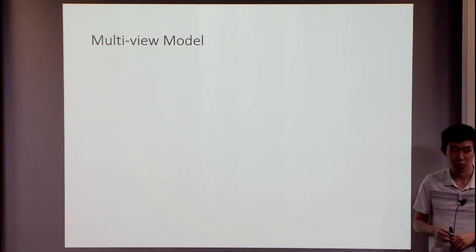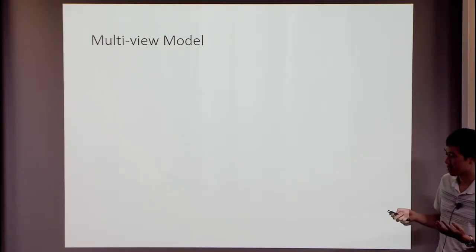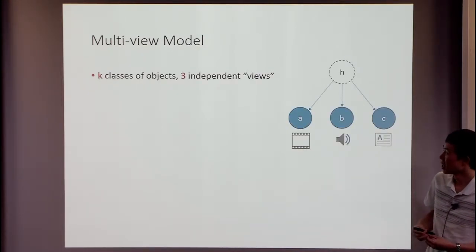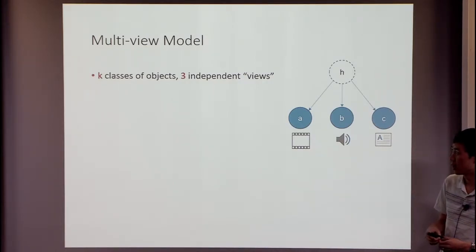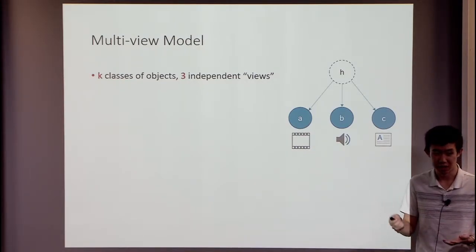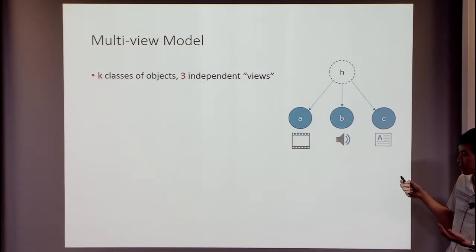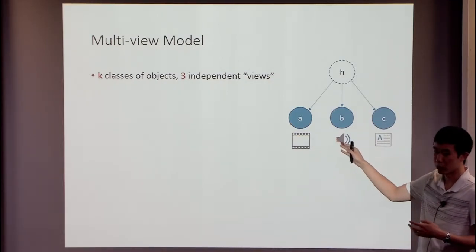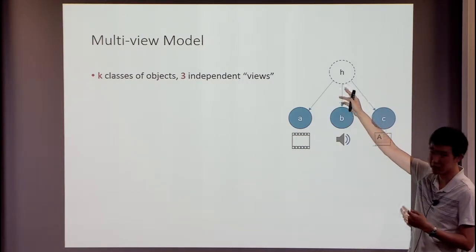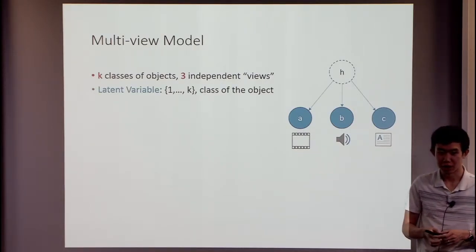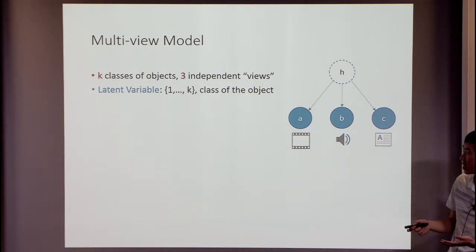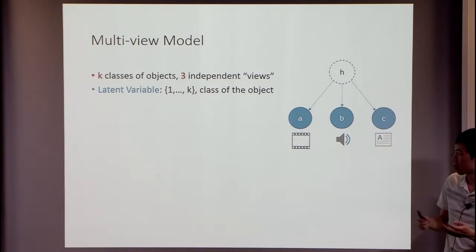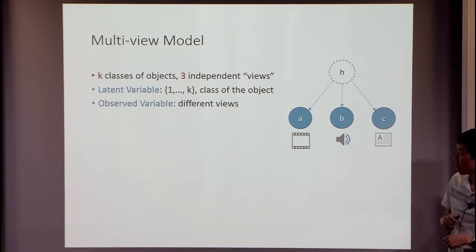So another interesting model is called the multi-view model. In this model, it's a bit more abstract. So there are k classes of objects, and we will have 3 independent views of these objects. For example, you can think of these 3 views as video, audio, and text that's describing the same object. And the key assumption is these 3 views should really be independent, conditioned on this latent variable. So in this model, the latent variable is still a number from 1 to k that specifies the class of the object. Then after we have this latent variable, we just choose an object, and we have the 3 independent views of that. So observed variables are these, maybe video, audio, and text.